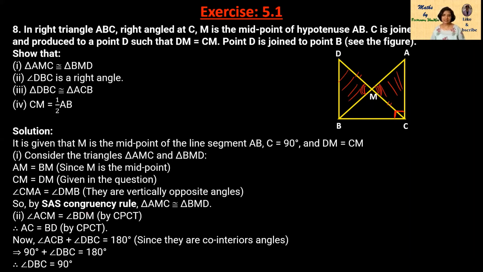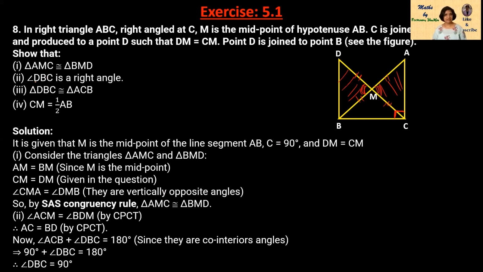So by the SAS congruency rule, because these two sides are equal, and these two sides are equal in both the triangles, and this angle is equal, these two triangles will be congruent.